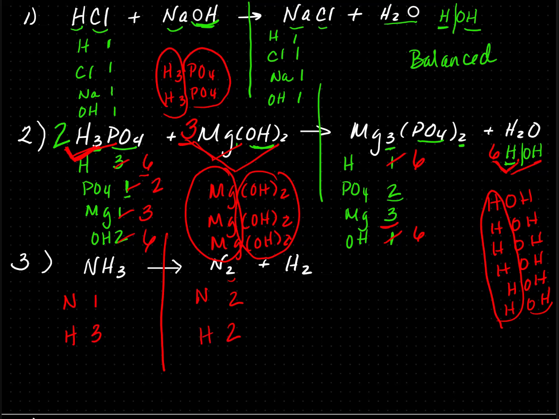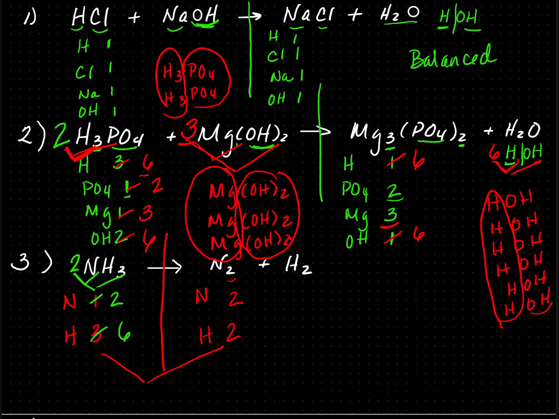So if I look at this, I need to find a common factor. The least common factor between 3 and 2 is 6. To make hydrogen 6, I need to put a 2 in front. When I do that, there's 1 nitrogen. 2 times 1 makes it 2 nitrogens. 2 times 3 makes it 6 hydrogens. My nitrogens are balanced. There's 2 on the right, 2 on the left.